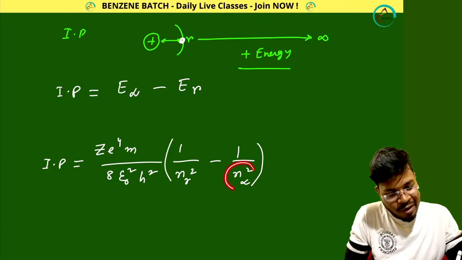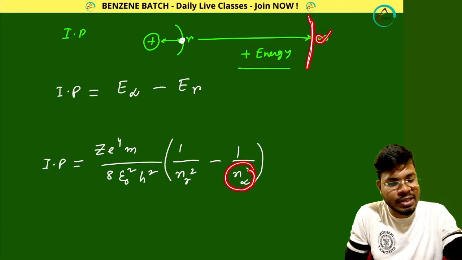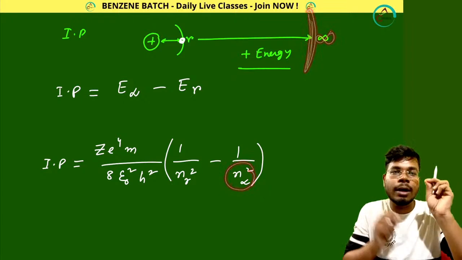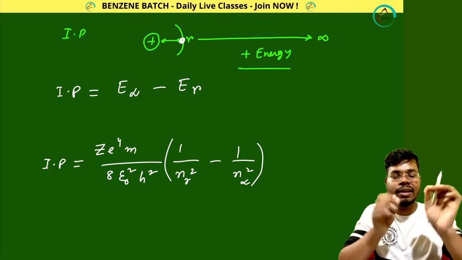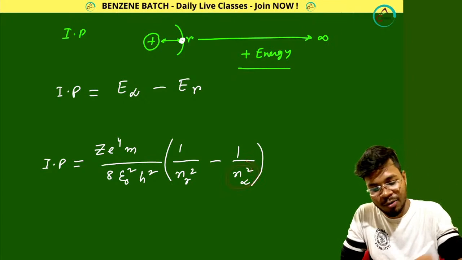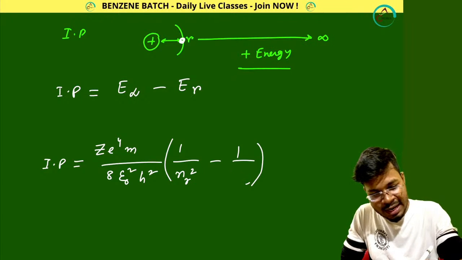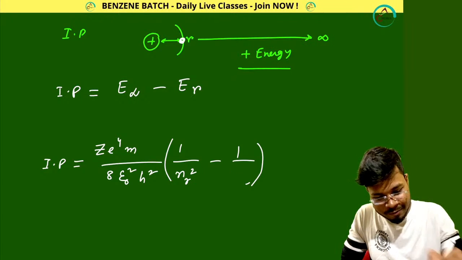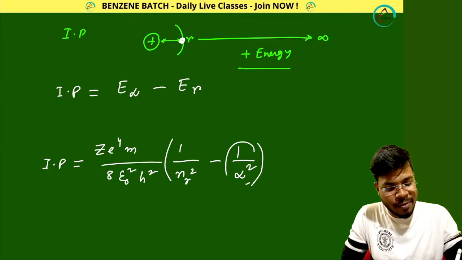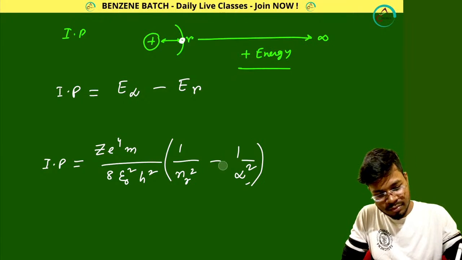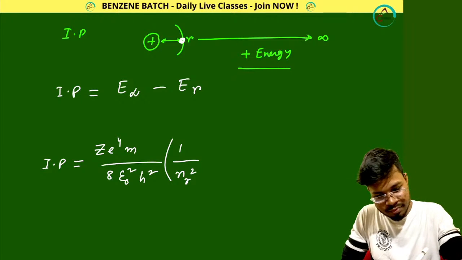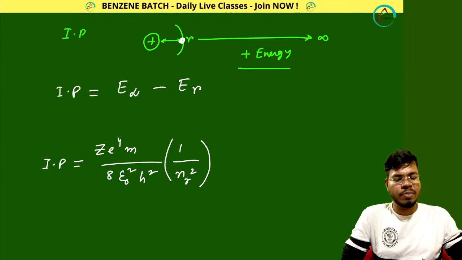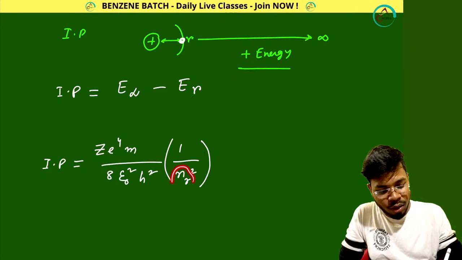So n infinity, that means the infinite number of orbit, this value is infinity. In the next line you will be writing infinity square. So 1 divided by infinity, what is that? 0. Only this part will be there. Now what is the n value?